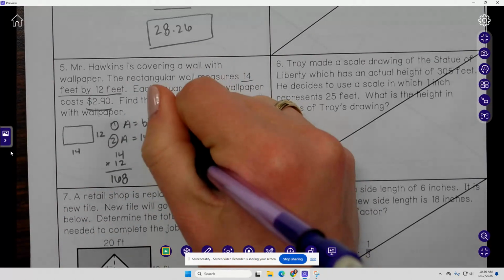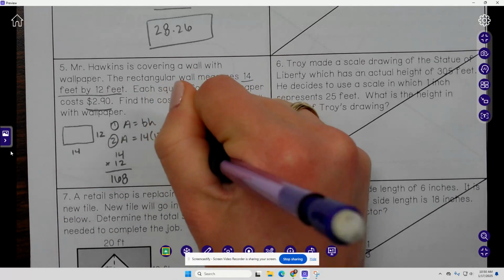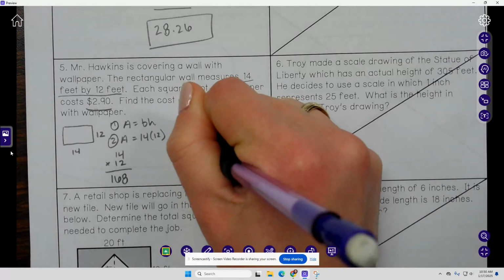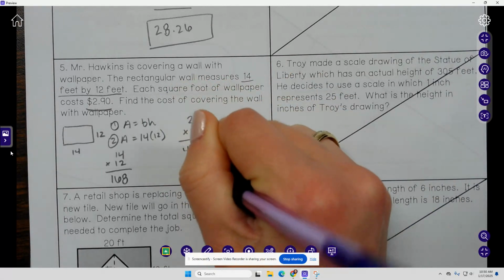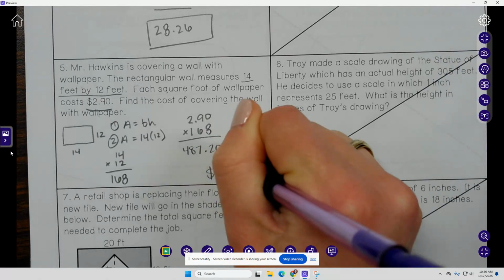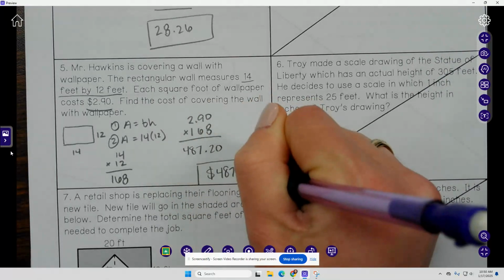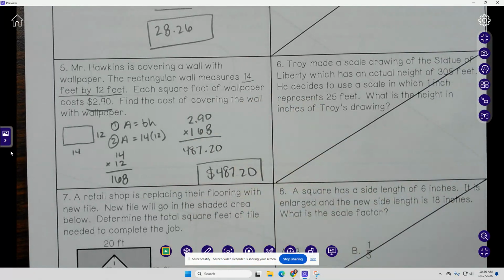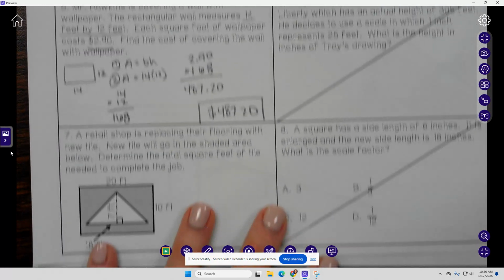Okay, after you unpause, you should have gotten 487.20. So the cost of covering this wall in wallpaper is $487.20. Moving on to number 7.